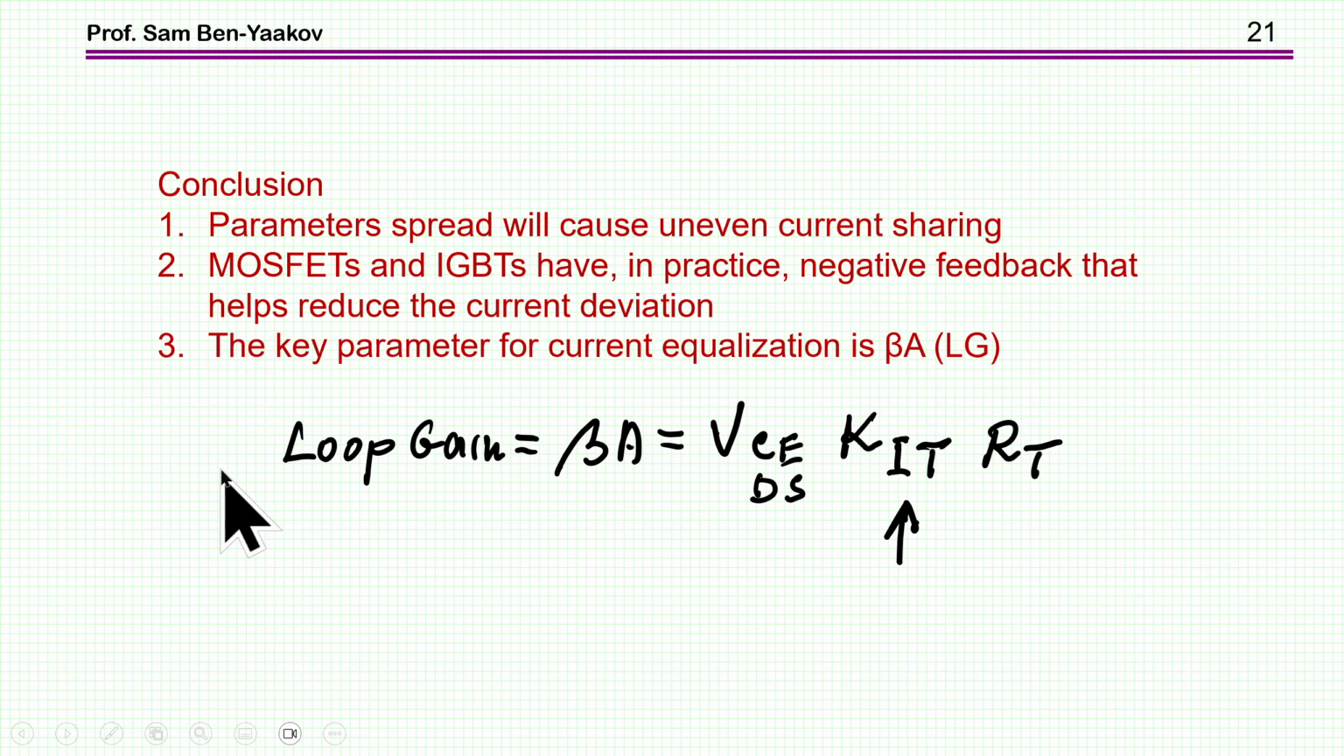So what are the conclusions here? Parameter spread will cause uneven current sharing, no question about that. MOSFET and IGBT have in practice negative feedback that helps reduce the current deviation. This is except for the case of the positive, which is really negligible because of the very low value of this coefficient. And then the key parameter for current equalization is the loop gain. Okay, this value here. If it is small, then the feedback does not make a big difference, and you can calculate the delta I and delta T from open loop consideration.